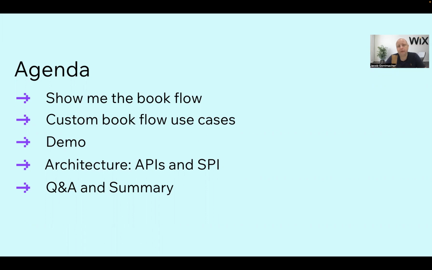Then we'll take a look at the business manager to see what's going on there. And then we'll take a look at the editor. At the editor, we will see how the book flow was implemented. And then we're going to talk about the architecture, the API, and the SPI. Then we're going to answer some questions and we will summarize.